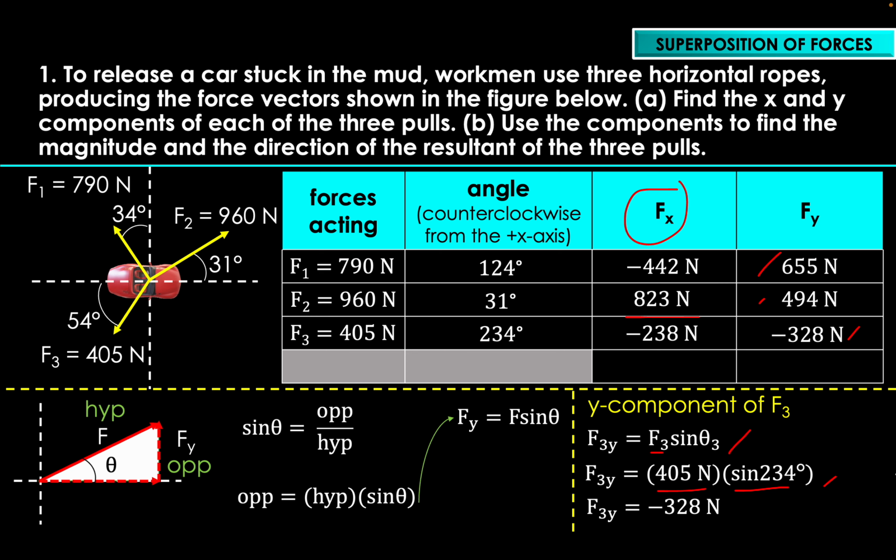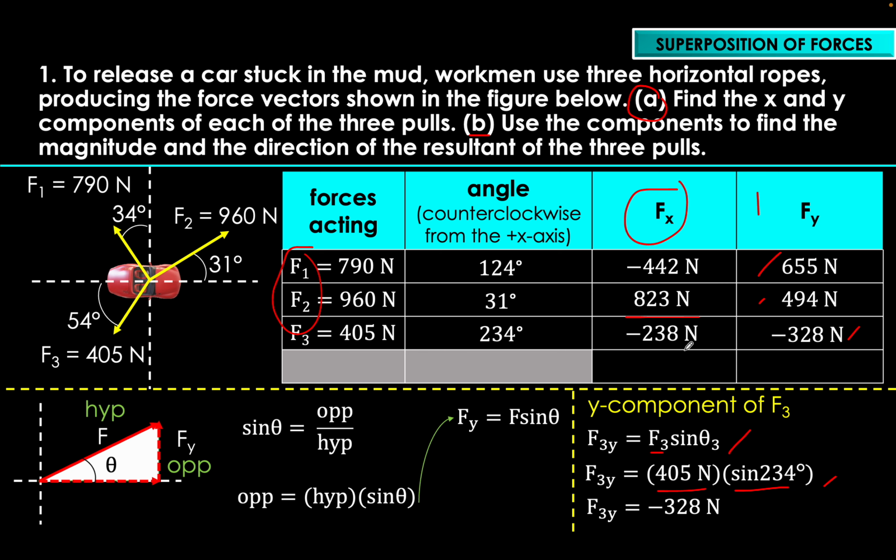Now, what do we do next? We're actually done with letter A at this point, to find the x and y components of each of the 3 forces. Okay, so these are the x and y components of all those 3 forces. But for letter B, it says here, use these components to find the magnitude and the direction of the resultant force of the 3 forces. So how do we do that?